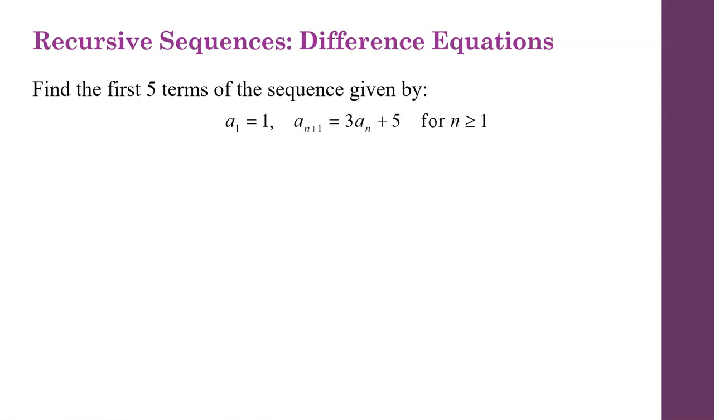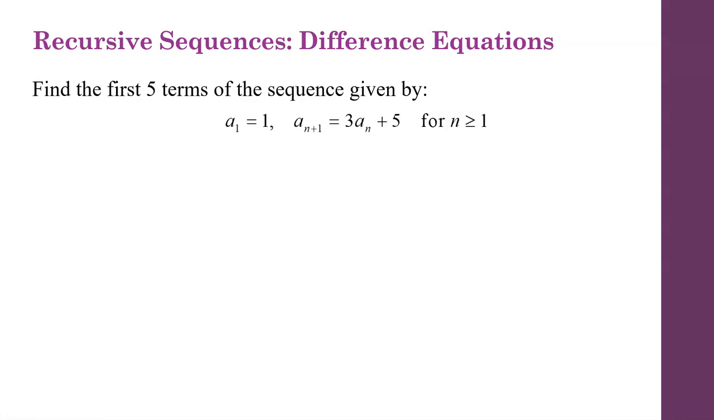We want to write the first 5 terms of the sequence given by a sub 1 equals 1. And a sub n plus 1 is given to be 3 times a sub n plus 5. So that means for us to move from one term to the next, I need to take the term that I have, multiply by 3, and add 5. And that will let me move on to the term n plus 1 from the term a sub n.